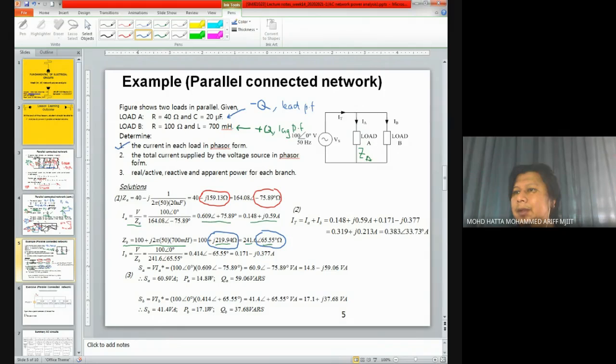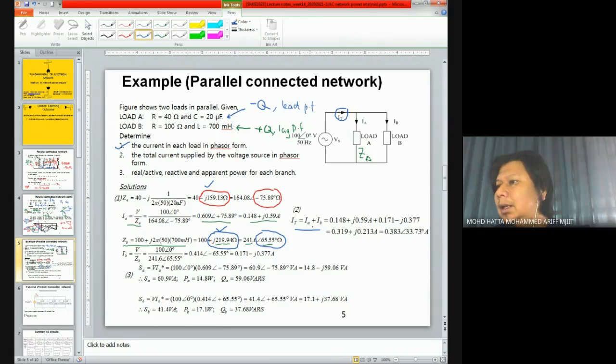For the second part, we try to get the total current supplied by the voltage source in phasor form. The total current is the current over here. Looking at the circuit itself, we know that I total is given by IA plus IB. We can easily get I total just by adding these two currents in rectangular form. That's why I keep the rectangular form as well as the phasor form. The phasor form is used for multiplication or division, and the rectangular form is normally for addition and subtraction convenience.